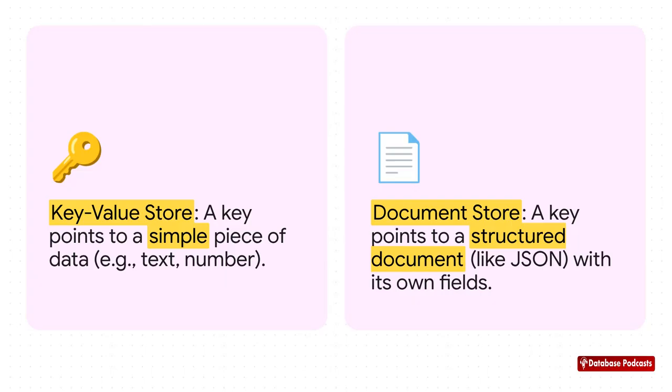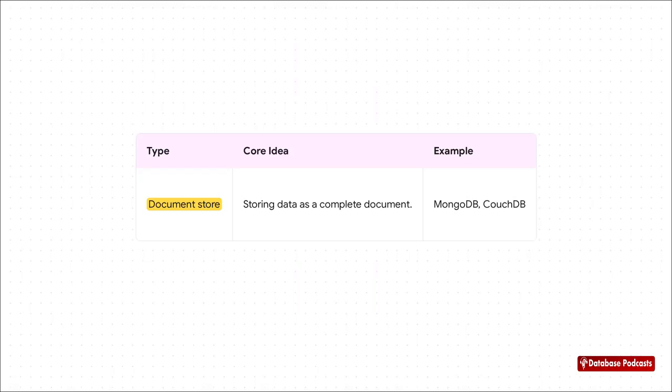Let's break that down. In a simple key value store, your key points to, say, a name. Simple. But in a document store, that same key points to a whole structured thing. Think of a JSON file. It's a self-contained package with all its own fields and data inside. It's a huge difference. The big takeaway here is that every single record is its own complete, flexible document that you can grab with its key. This is amazing for complex data because you don't have to define a strict schema ahead of time. You've probably heard of the big players here, like MongoDB and CouchDB.